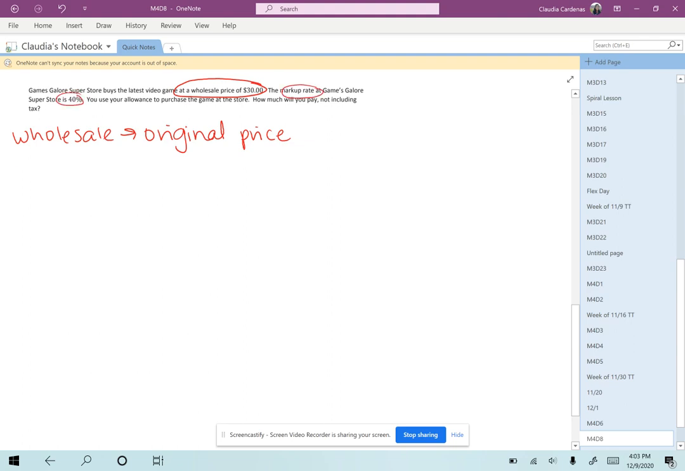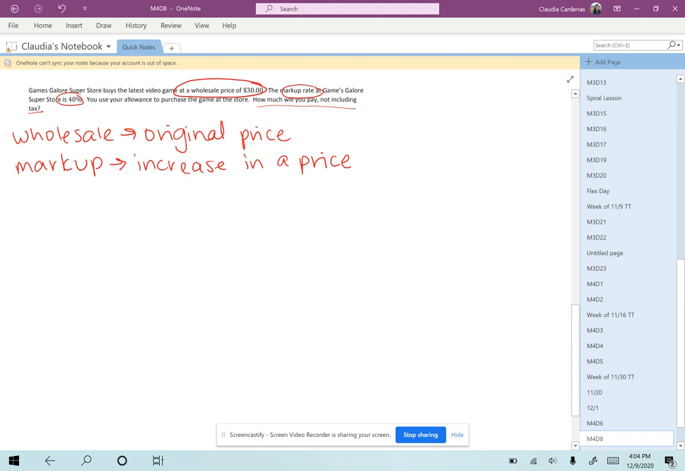So what does markup mean? Let's add this to our notebook. It would be the amount of increase in a price. So we buy it at one price, and then it is marked up to then sell in a store, so the price is increased. Well, we have our third sentence that says you use your allowance to purchase the game at the store, which really doesn't give us anything important. But the question is saying, how much will you pay, not including tax?